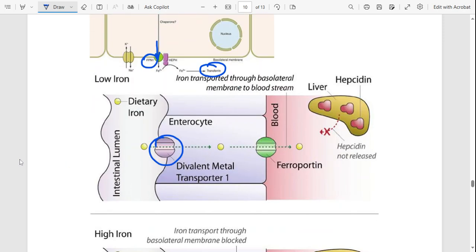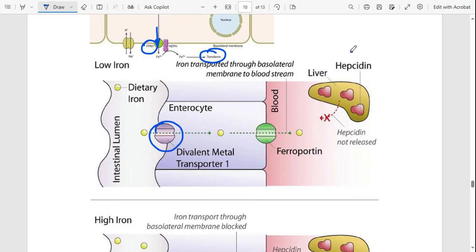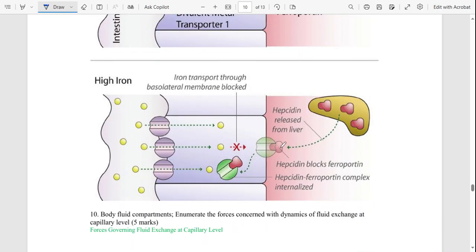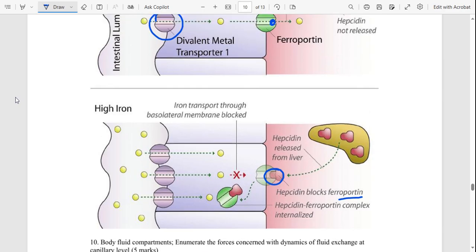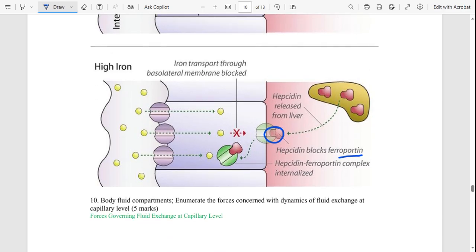When you have got a lot of iron in the body, the liver will produce hepcidin, which will come and bind here. And that's what you can see, it has bound there. So it means that the iron can't be transported to the other side because ferroportin is being inhibited. So that is what happens. That's how iron is absorbed in the body. Does that make sense?